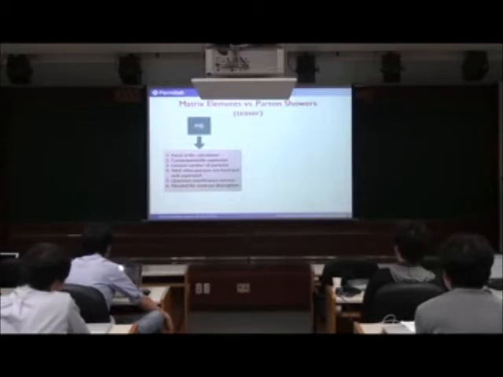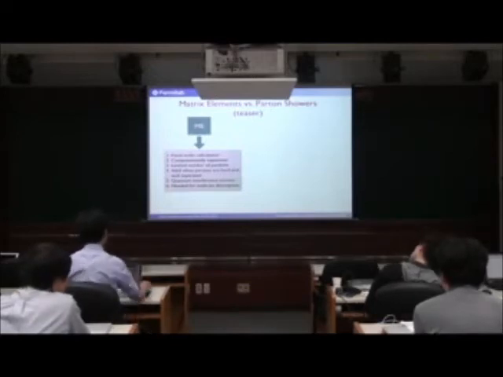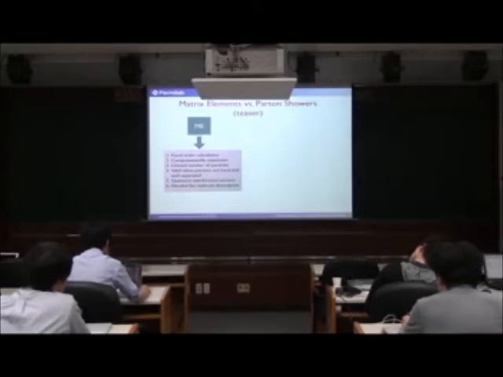The matrix element is valid whenever the partons are hard, meaning have a large momentum, and are well separated. So whenever they get close in phase space, so whenever you get a small angle, or you have very soft, so very low energy partons, actually the matrix element description is not valid, and you need to do resummation of the matrix element.